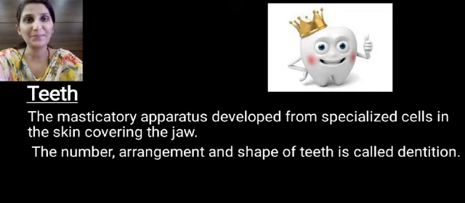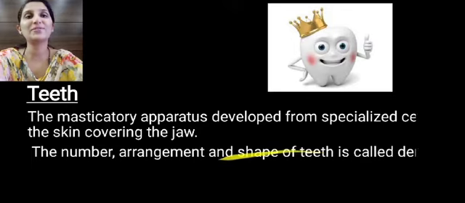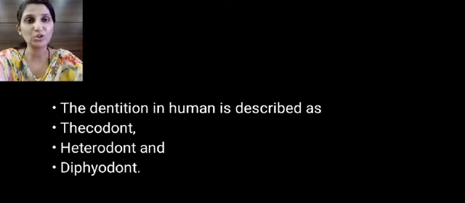The number, arrangement, and the shape of the teeth is called dentition. I repeat, the number, arrangement, and shape of our teeth is called dentition. And human dentition is described as thecodont, heterodont, and diphyodont. Let us learn each in detail.